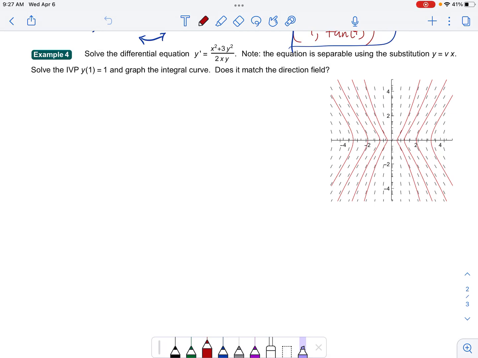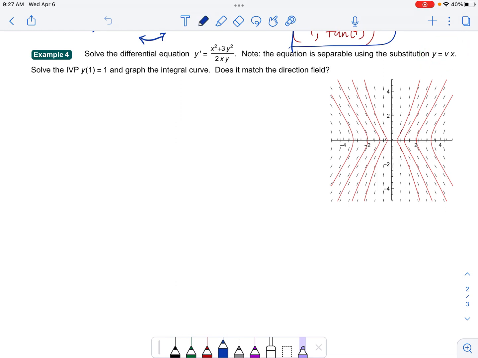Example 4 is a little bit longer of a problem, and it's still a separable differential equation, but the way the function starts out right here, y prime equals x squared plus 3y squared over 2xy, it currently isn't in a separable form. But this type of equation we can make separable by using a substitution of y equals v times x. So let's see how this one works here.